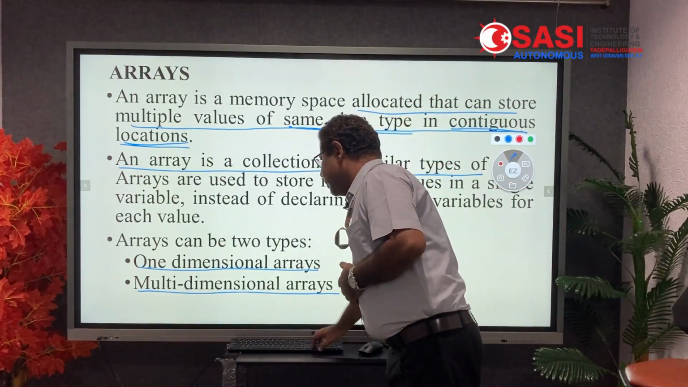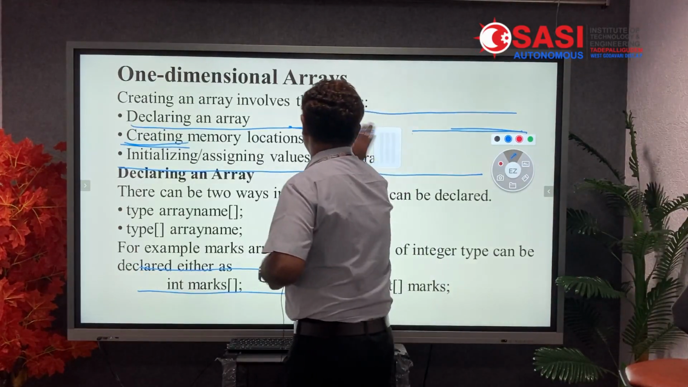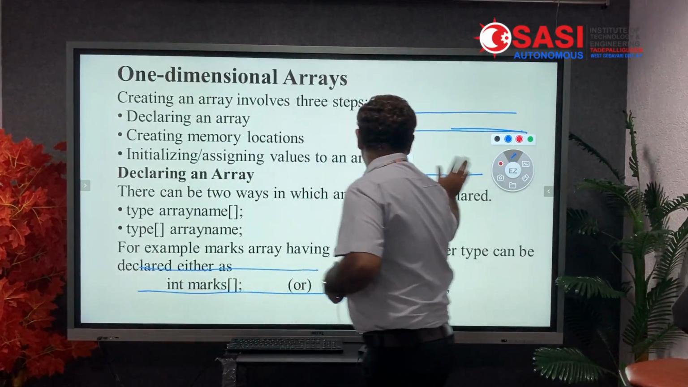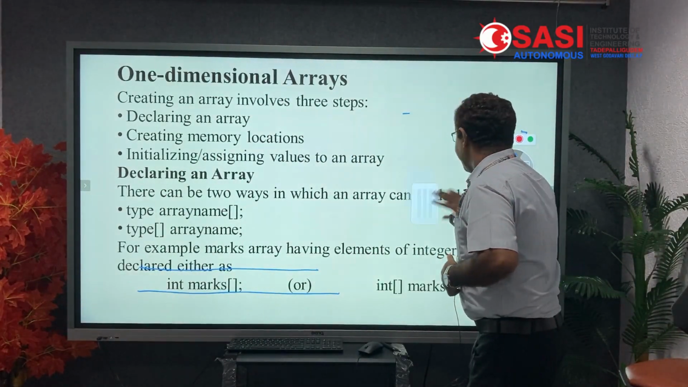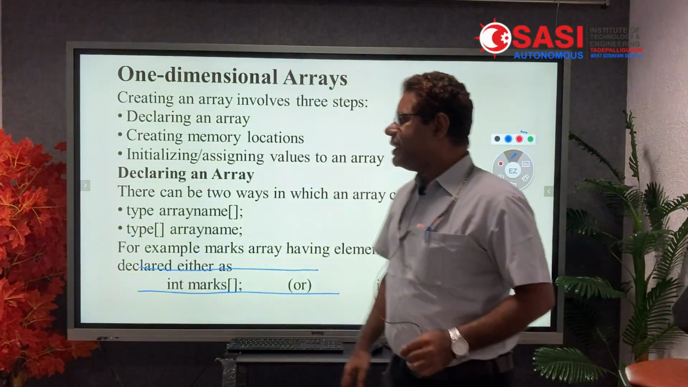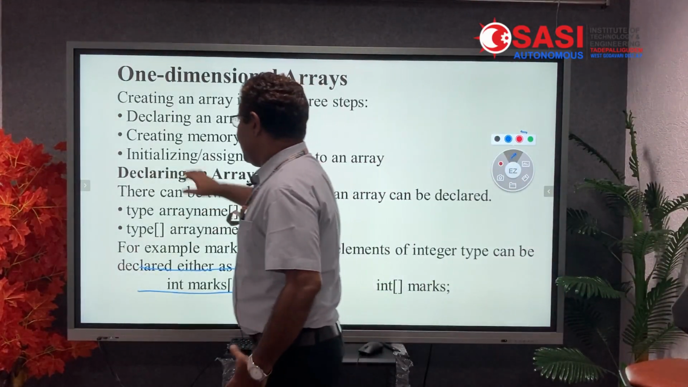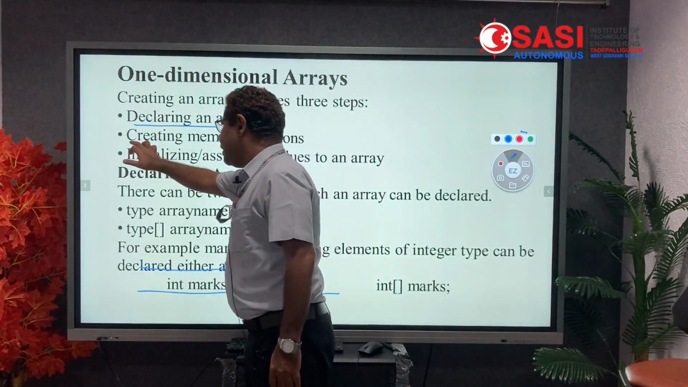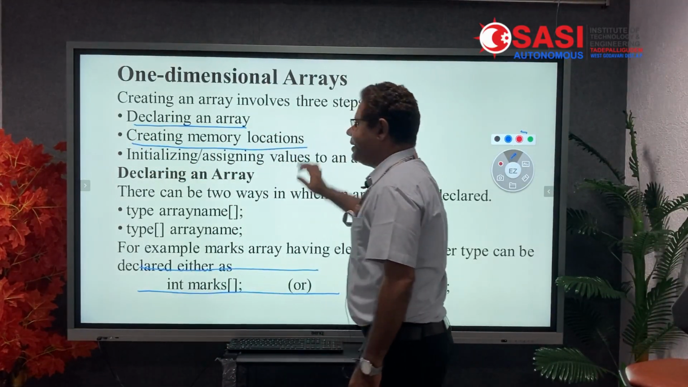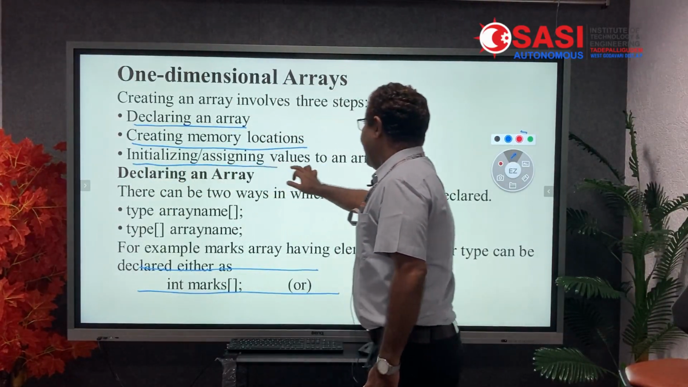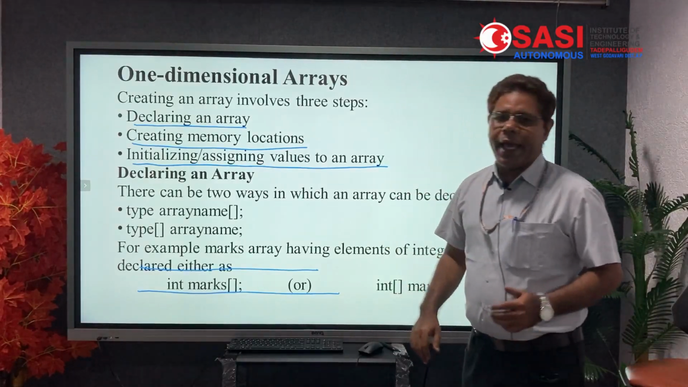First, how we can create a one-dimensional array in Java. Creating a one-dimensional array has three steps. One is declaring an array. Second step is creating memory locations. Third step is initializing and assigning values to an array.